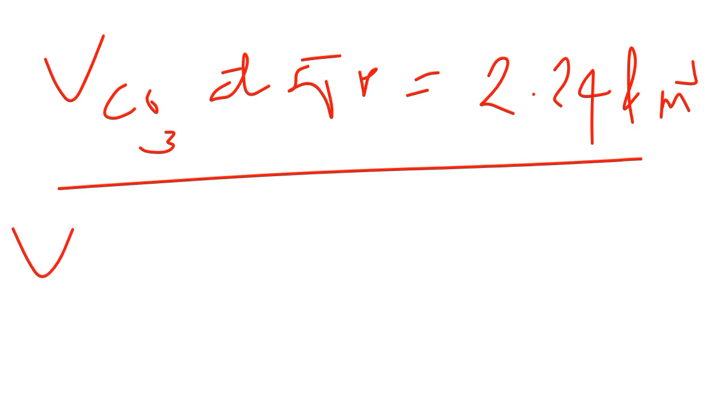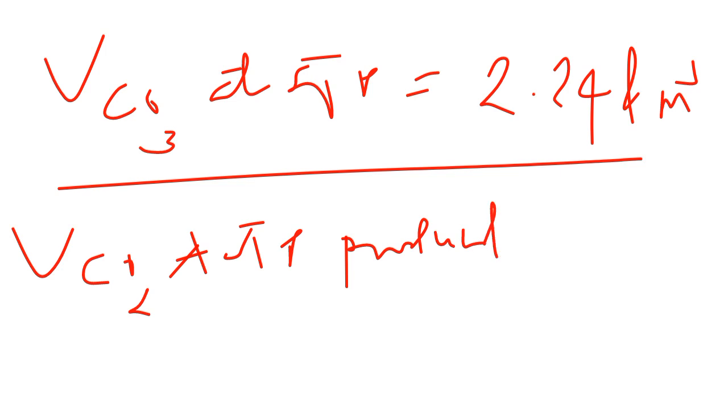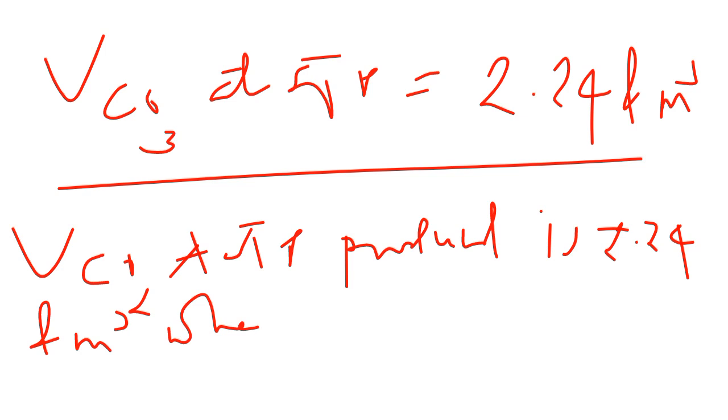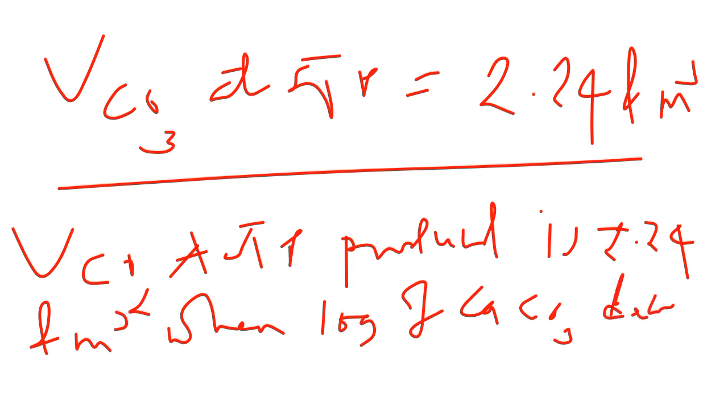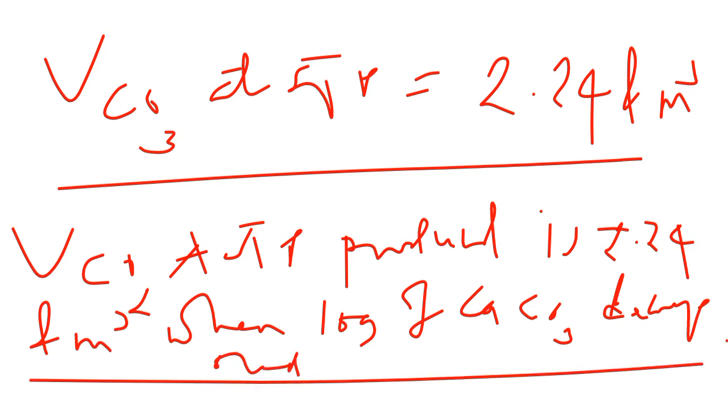From that, we conclude that the volume of carbon dioxide at STP produced is 2.24 decimeter cubed when 10 grams of calcium carbonate is decomposed. So this is the answer.